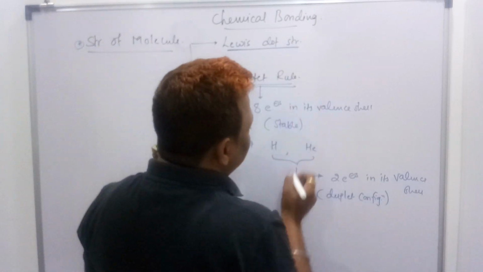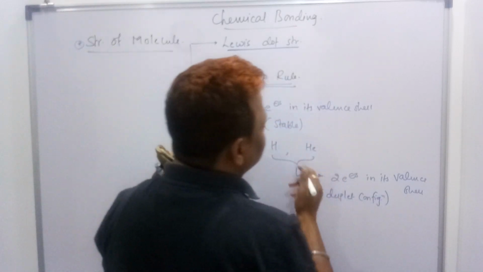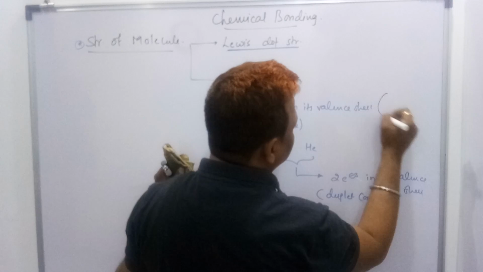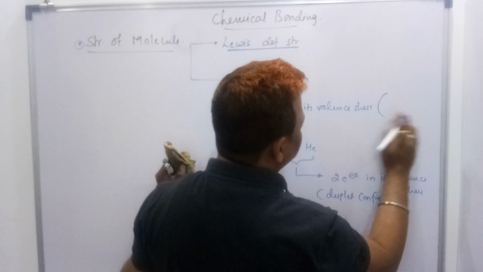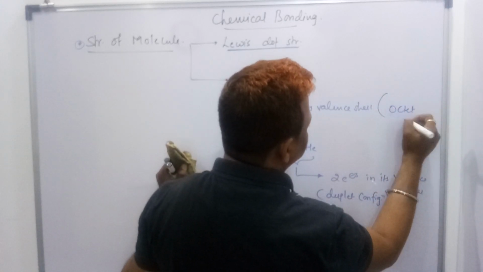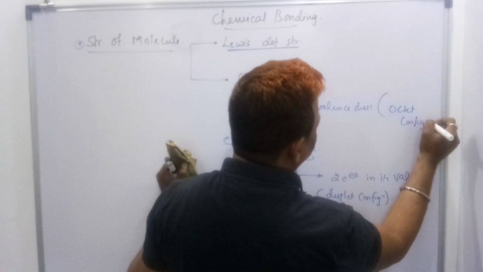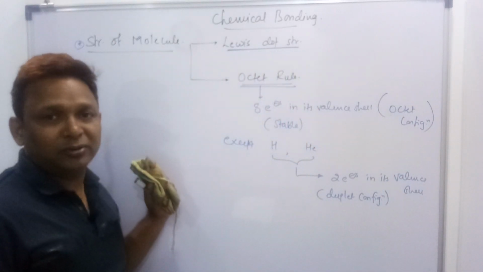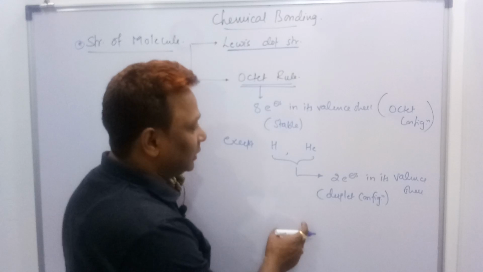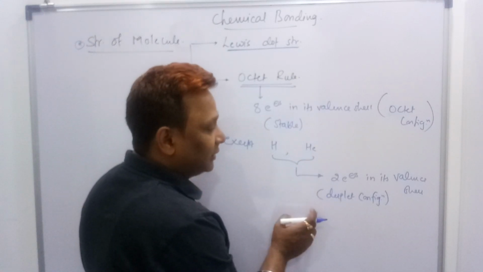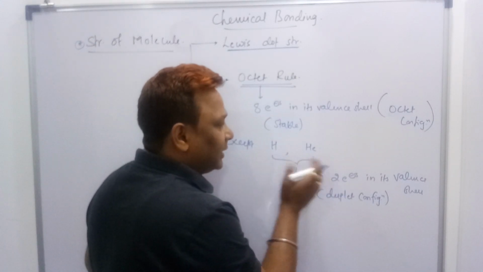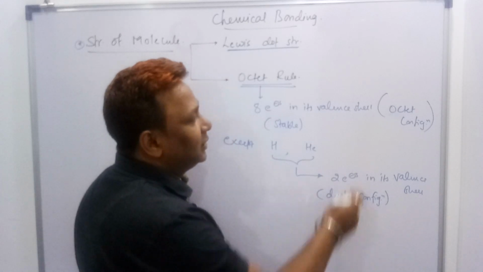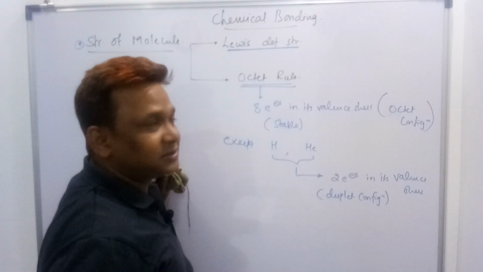But atoms or ions having 8 electrons in the valence shell have a stable configuration, and it will be called an octet configuration. So these are the two things we should remember. Some should have an octet and some should have a duplet. Duplet can be shown only by hydrogen and helium. It will get stability. But other than that, all the remaining atoms have an octet configuration to attain stability.